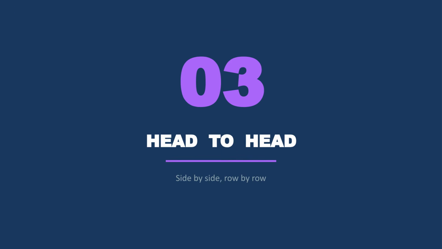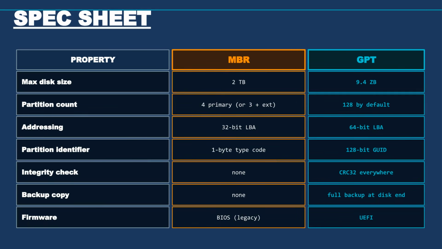Let's put MBR and GPT side by side to compare their technical specifications. MBR is capped at 2 terabytes max disk size and 4 primary partitions, using 32-bit LBA and a 1-byte type code. GPT supports 9.4 zettabytes and 128 partitions with 64-bit LBA and 128-bit GUIDs. GPT includes CRC32 integrity checks, and a full disk and backup, features MBR lacks.